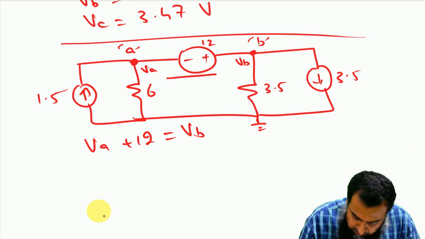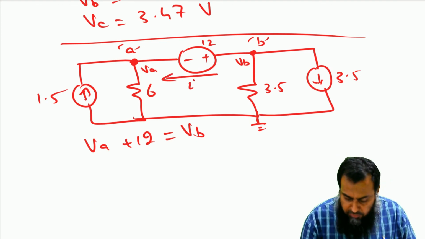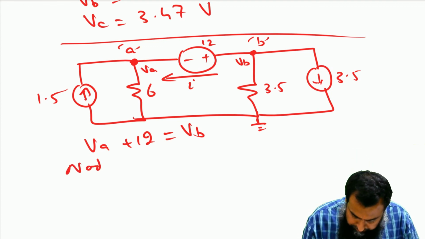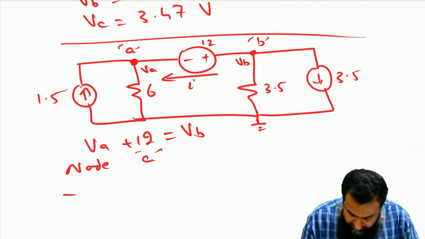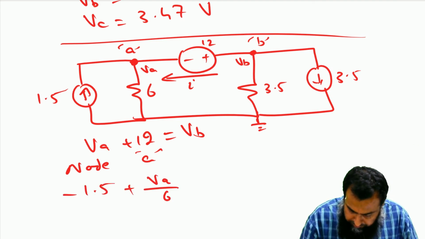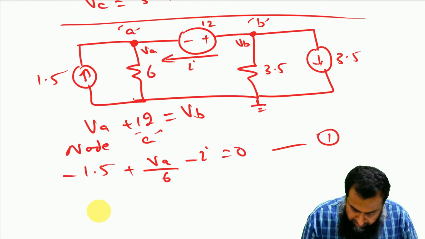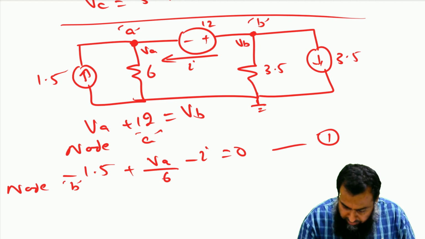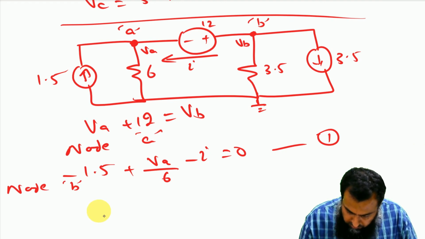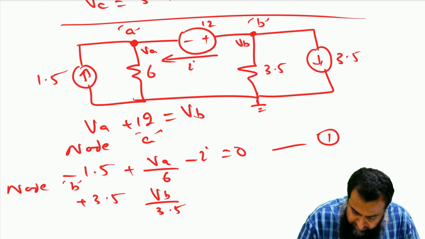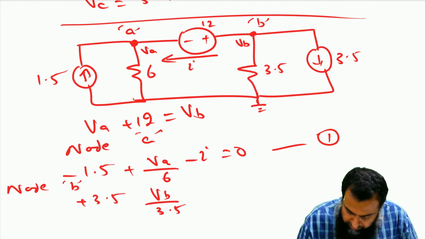We can assume that there is a current flowing here, I, and thereafter we can apply Kirchhoff's current law for node A and node B. So for node A, we get minus 1.5 plus VA over 6 minus I is equal to 0. This is equation number 1. For node B, we have VB over 3.5 plus 3.5, and then this current I is leaving this node B, so this is plus I and that is equal to 0. Let us call this equation number 2.